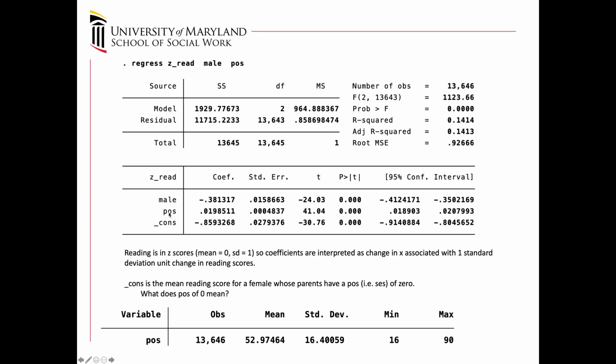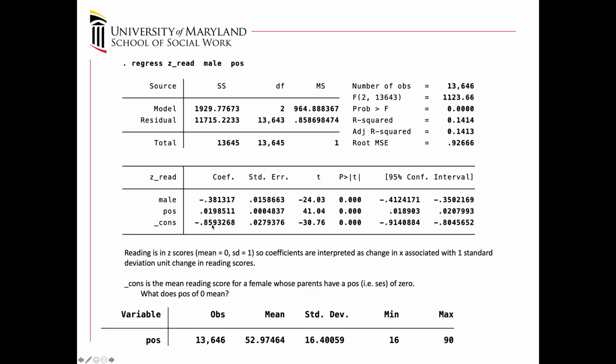And this POS variable, which I would just call the SES variable, is at 0. But the SES variable has no zeros in it. So you can see that the minimum value is 16, the maximum value is 90, the mean is 52, and the standard deviation is 16. So this is a status that does not exist in our data. So this value is somewhat meaningless in the context of what we're doing.